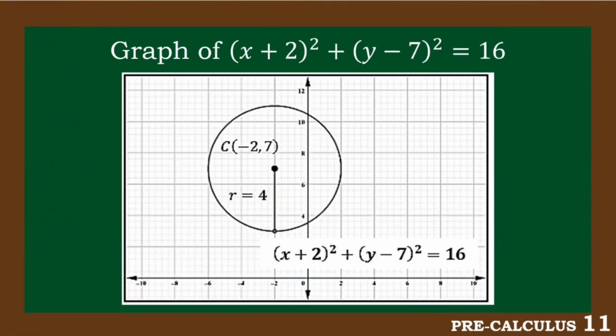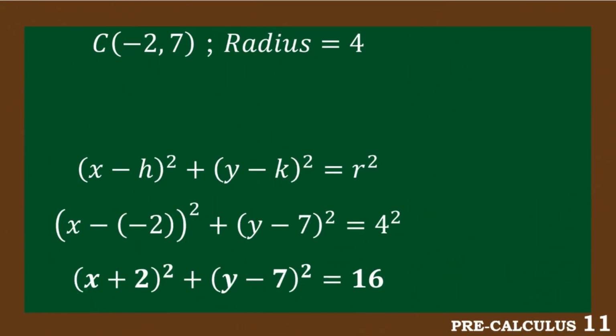Now, let's take a look at the graph of our circle plotted on the Cartesian plane. The equation has center at (-2, 7), and the radius has length of 4 units. Now, take note of this. When we used -2 as the value of h, we came up to this term, negative of -2, which eventually became +2.